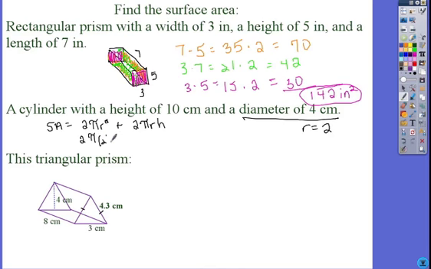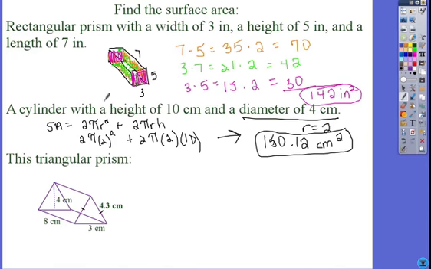So 2 times pi times 2 squared plus 2 times pi times 2 times 10. If you plug that into your calculator, you'll end up with 150.12. That's going to be centimeters squared.